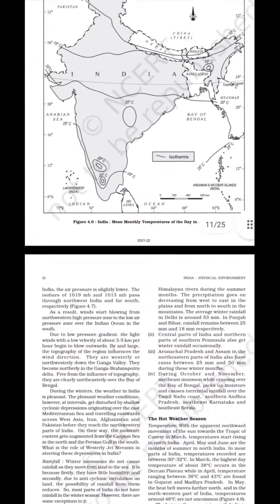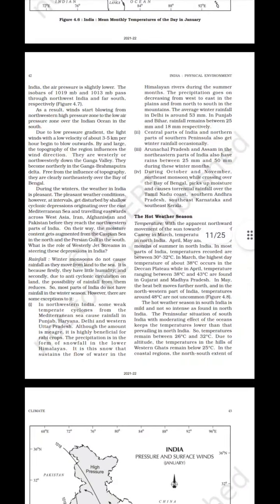In South India, the air pressure is slightly lower. The isobars of 1019 mb and 1013 mb pass through northwest India and far south respectively. As a result, winds start blowing from the north and west high pressure zone to the low air pressure zone over the Indian Ocean in the south. Due to low pressure gradient, the light winds with a low velocity of about 3 to 5 kilometers per hour begin to blow outwards.